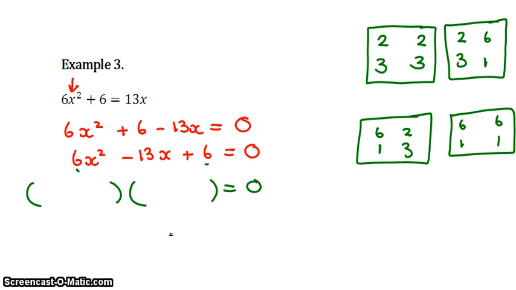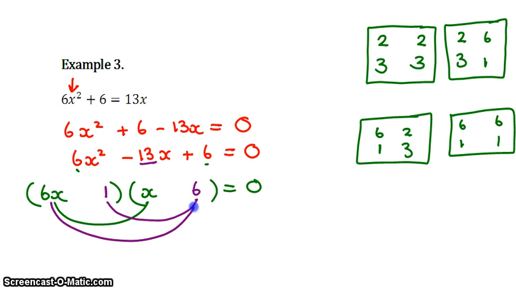Now let's just have a look. If I had 6x and x, that would give me my 6x squared. The question is, do I choose 2 and 3 for those two, or do I choose 6 and 1? Because I've got to get 13x. Now, if I choose 6 and 1, I'm going to be getting very high numbers, because when I multiply these two together, I'm going to be getting 36x. So that seems very far off. So that seems quite unlikely.